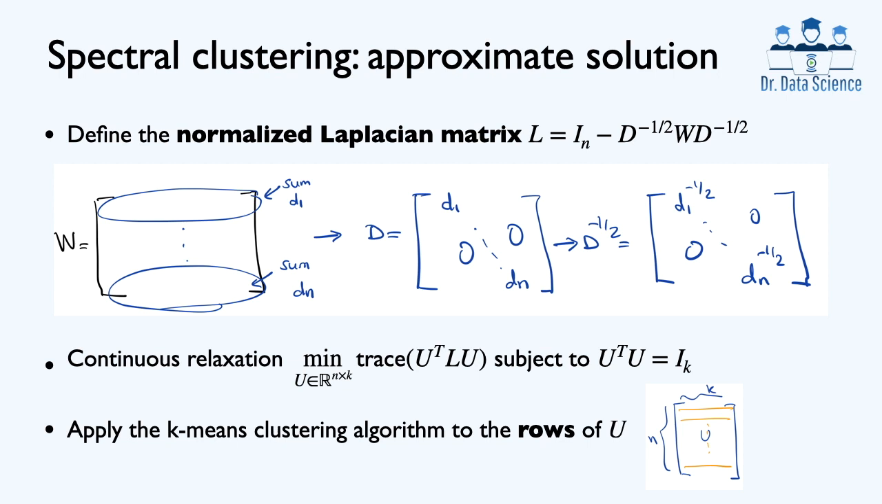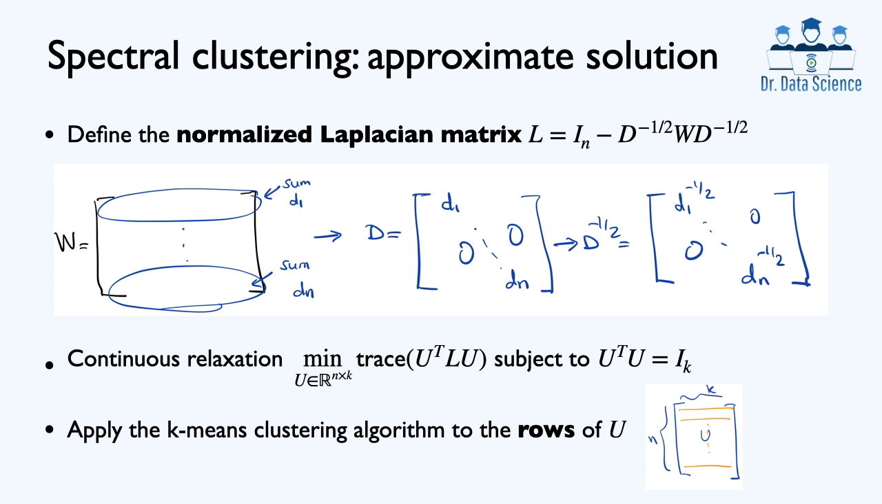So in this way, you can form something that is called the normalized Laplacian matrix. And now you can show that the relaxation of this problem, the approximate solution, can be found by solving this minimization problem of trace U transpose L U. And the trace of a matrix is the sum of the diagonal elements, subject to the constraint that U transpose U should be equal to the identity matrix. So this means that the columns of U are orthonormal, meaning that they have unit norm and they're orthogonal to each other. Therefore, when you find U transpose U, we get the identity matrix.